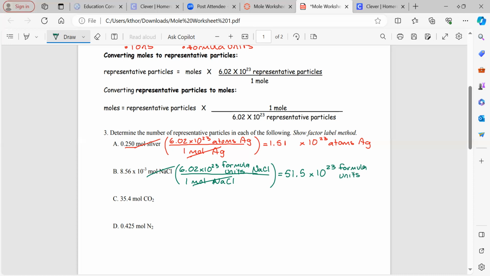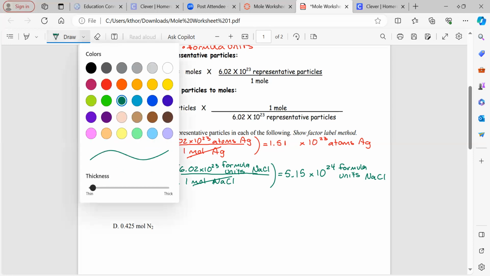units of sodium chloride. However, when you're doing scientific notation, you must have your answer between 1 and 10. Well, that's 51. So you need to shift the decimal 1 to the left, and that's going to cause your exponent to go from 23 to 24. So let me just kind of clean that up. This is 5.15 times 10 to the 24th formula units of sodium chloride. Let's move on.